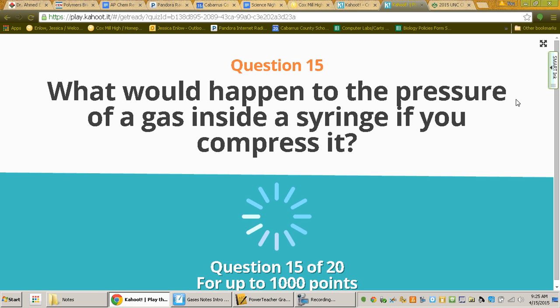Lewis, good job, man. Keep going. What would happen to the pressure of a gas inside a syringe if you compress it?